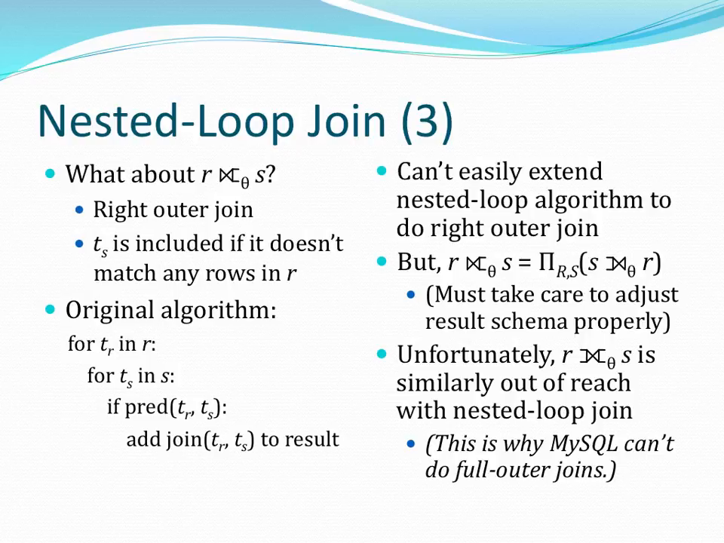So if you're curious why MySQL does not do full outer joins, this is the reason why. Because you can't take the nested loop join algorithm and change it to do full outer joins. Any questions? And this is why all the other databases that have more reasonable plan node based internal implementations have no problem doing full outer joins.